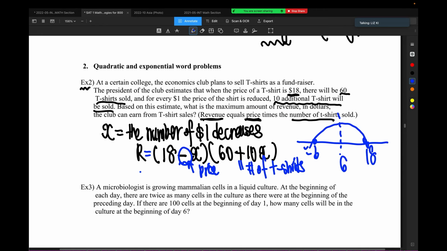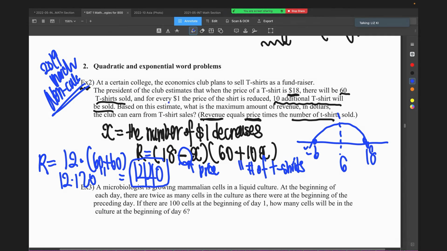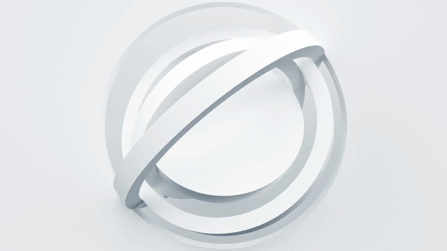But sometimes they might ask what the price of a T-shirt is, or the number of T-shirts. It's different every time. But since it's revenue, plug 6 in. Putting in 6 gives 12 times 60 plus 60, which is 120. 12 times 120 is 1,440. Alright? This came out on the Non-Calculator section in March 2019, as you know. Non-Calculator. It would be difficult.